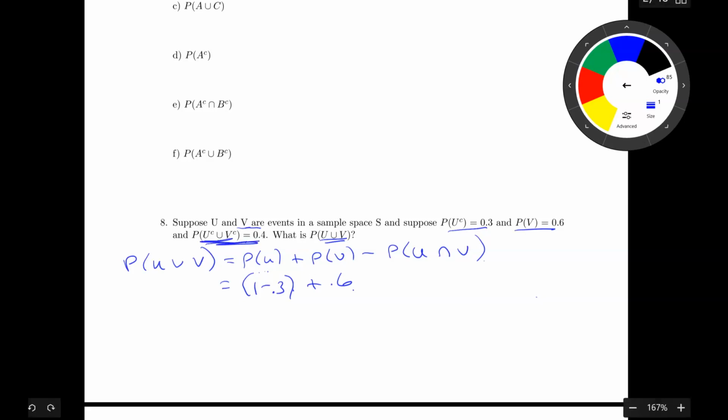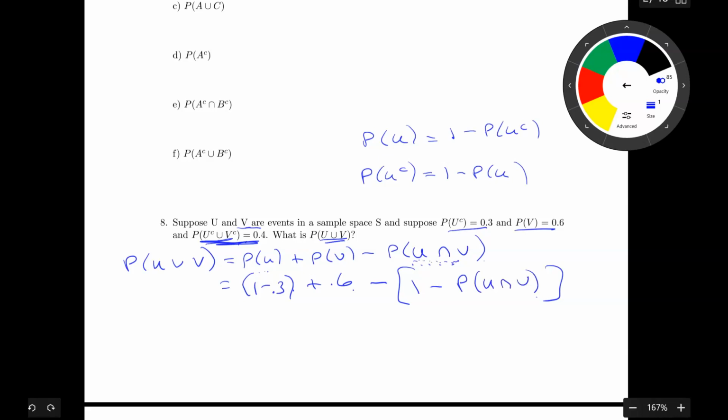So I see what I have here, and I see this. Okay, so just because, like we just did here, the probability of U complement was 1 minus the probability of U, right? So I'm going to do that same thing with this. So I'm going to say this is going to be the same thing, or if I did it the other way, equal 1 minus the probability of U complement, right? Okay, so do that same thing here. So this is going to be 1 minus the probability of U intersect V complement.